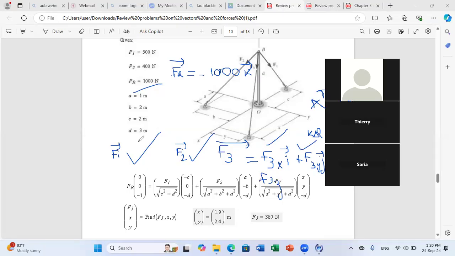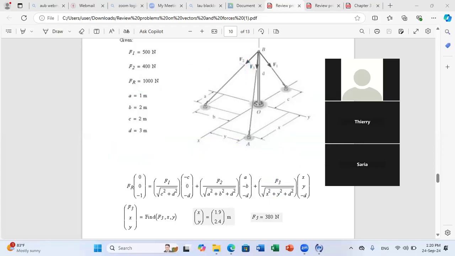What are the unknowns that we have? If we go back to our figure, we know about F3 the direction, but we don't know the magnitude. So the first unknown is the magnitude of F3, and the other two unknowns are the coordinates of point A. You don't know X of A, and you don't know Y of A. You just know that A is on plane XY. So if you want to put coordinates of A, you have to put X, Y, 0.